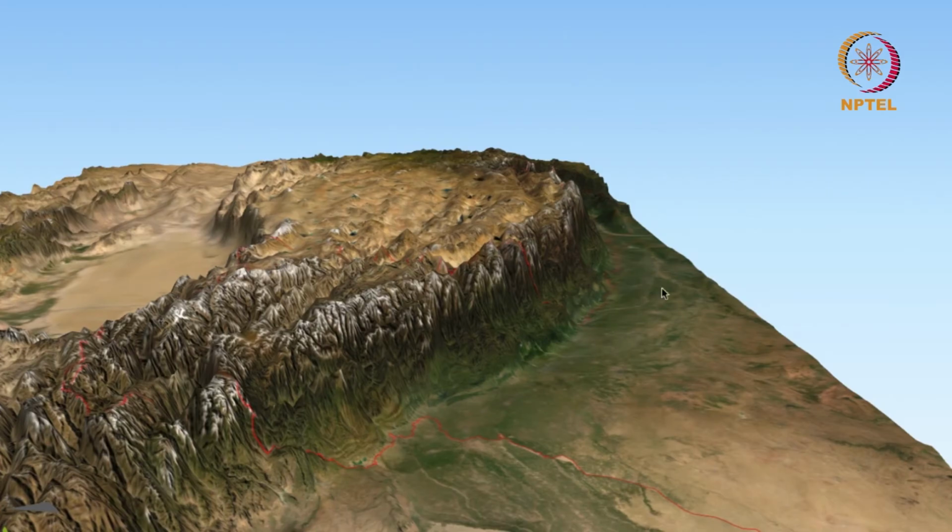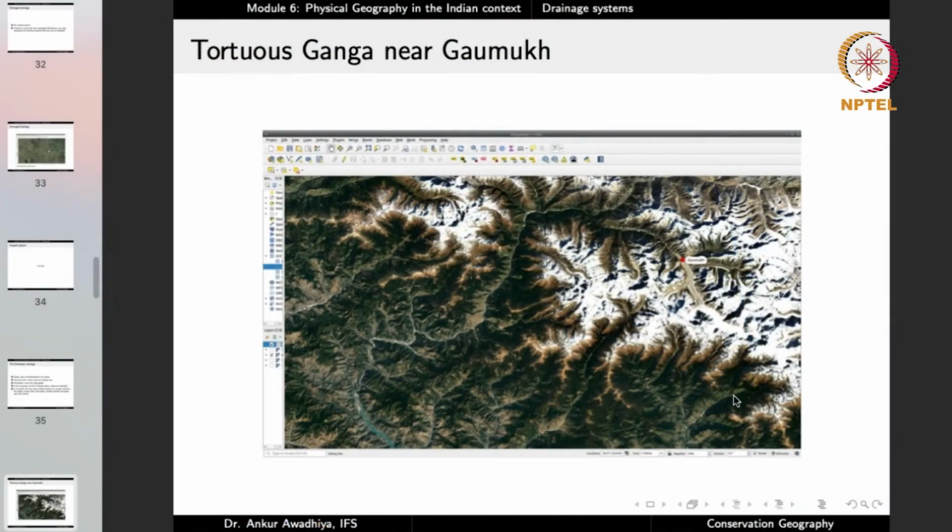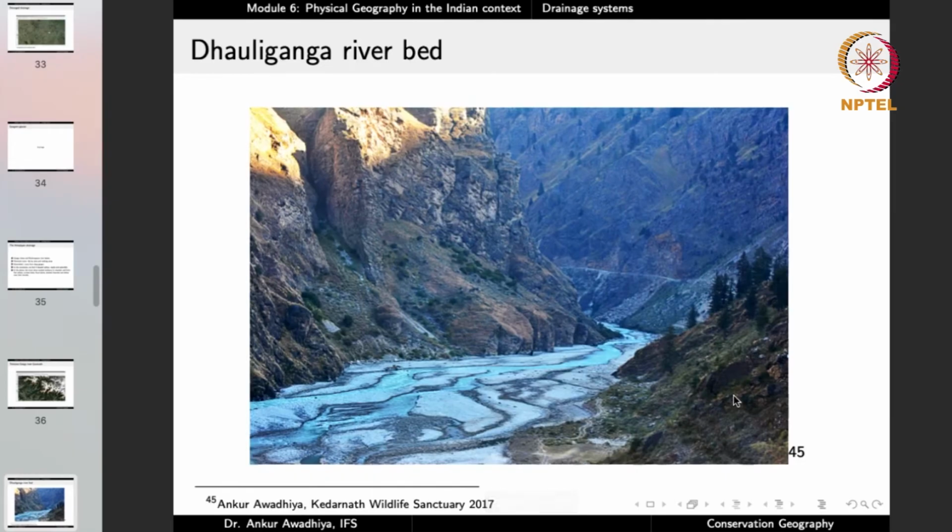And so it will perform a lot of deposition in this area, and all of these northern plains are formed out of the deposits of these rivers. So it follows a tortuous path near the Gomukh. This is a tributary of the Ganga, the Dhauli Ganga, and you can look at the river bed, and you can find that it has formed a very deep valley. So on both the sides you have the mountains, and these mountains have been cut down by the river as they were increasing in height, as they were elevating, and this is the current bed, and this bed is all full of sediments.